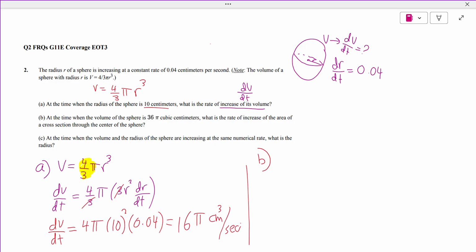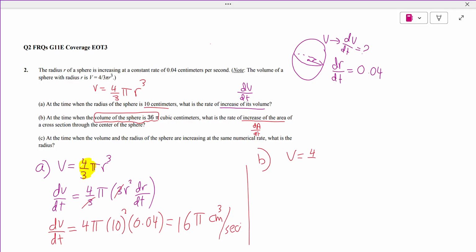Part B says, at the time when the volume of the sphere is 36 pi, what is the rate of increase of the area of the cross section through the center? The cross section of the sphere through the center is going to be a circle. So we are looking for dA over dt when the volume is equal to 36 pi. So first we need to find the radius at that volume.